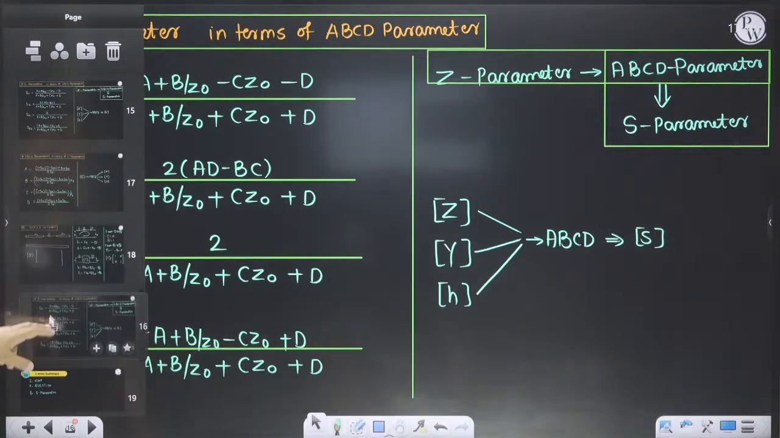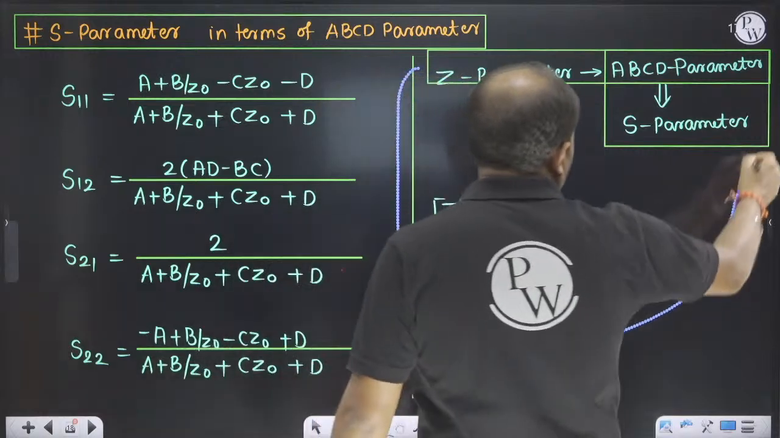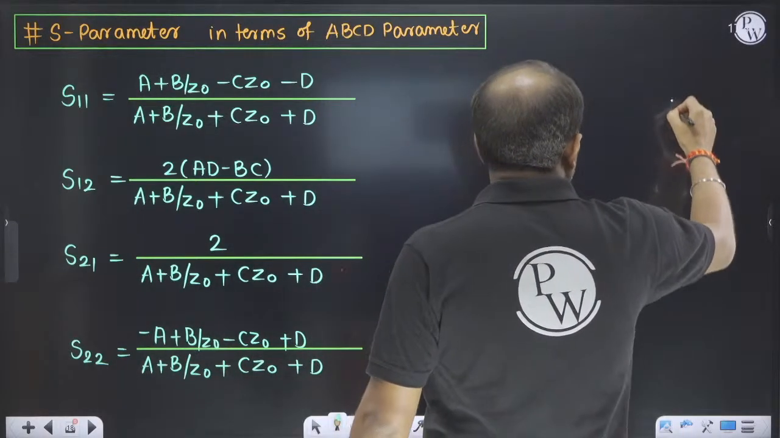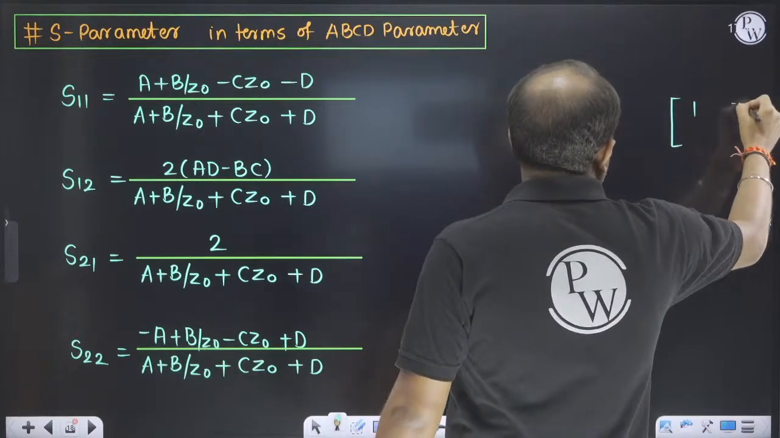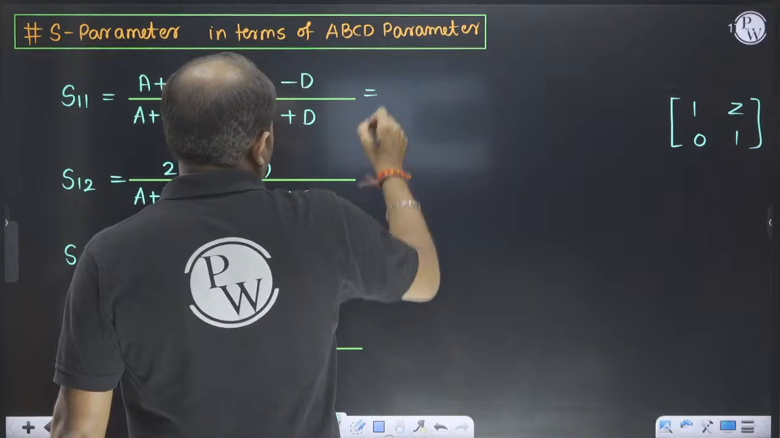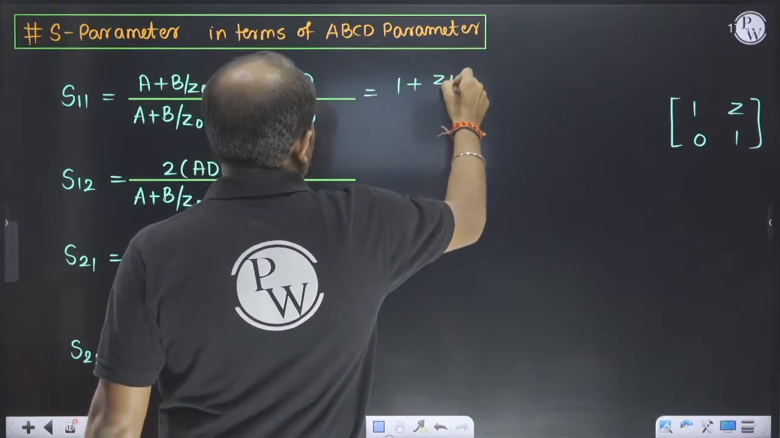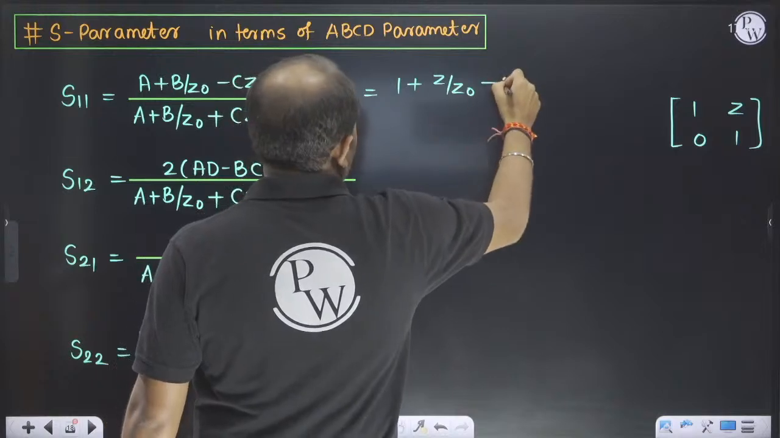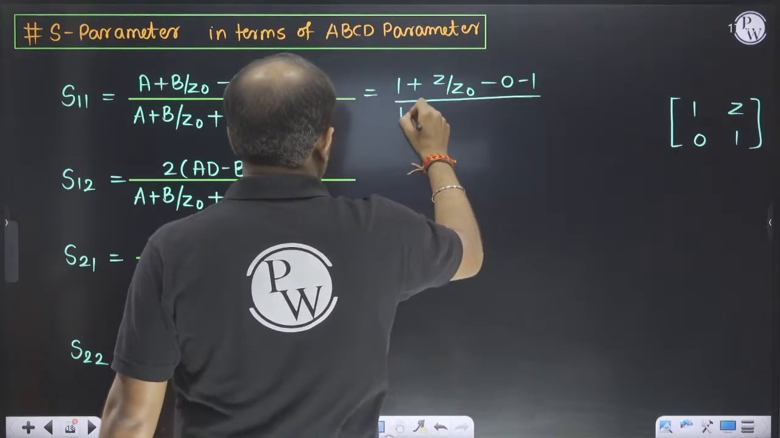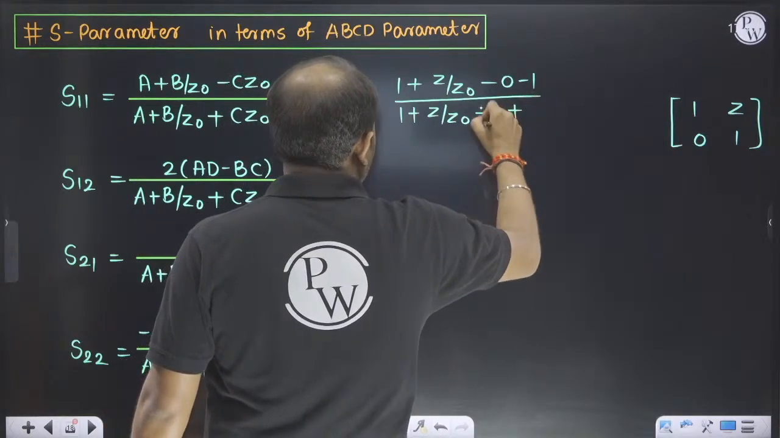What is the formula here? This is the formula; you apply it and you will get the result. So what is ABCD? I will write it down here: A is 1, B is Z, C is 0, D is 1. So A plus B by Z naught is Z by Z naught, C is 0, and D is 1, so minus 1, divided by 1 plus Z by Z naught plus 0 plus 1.